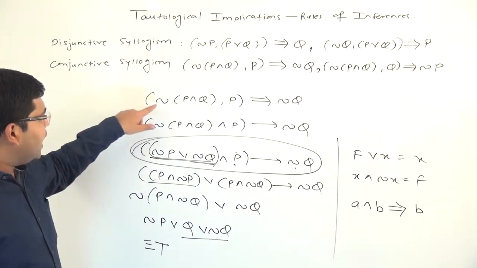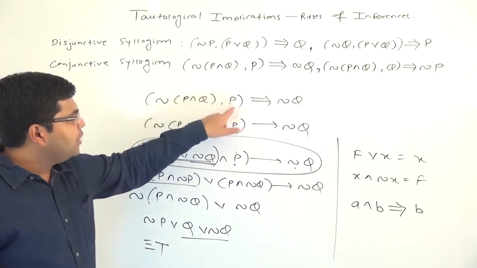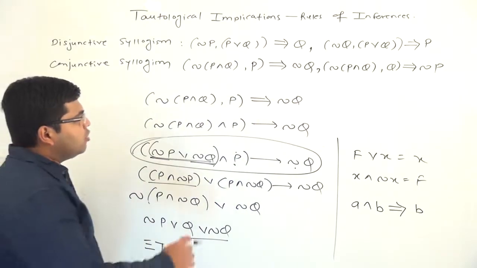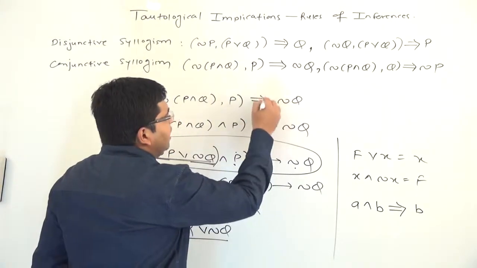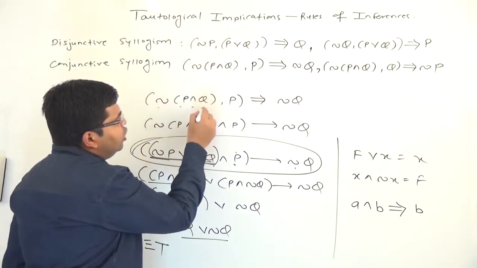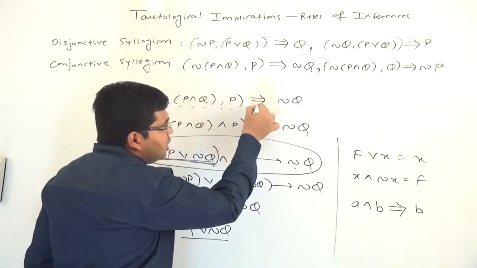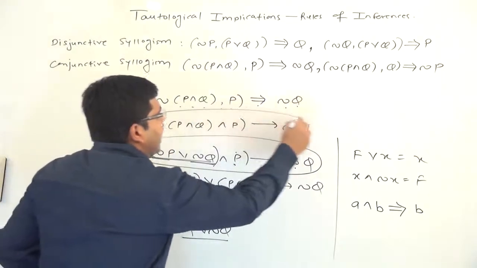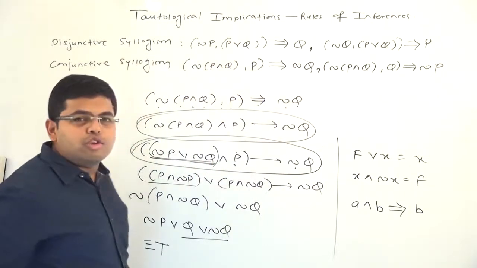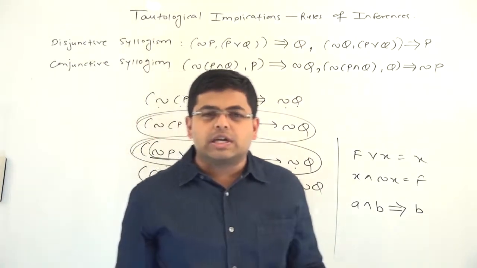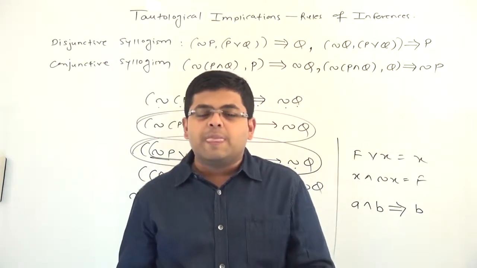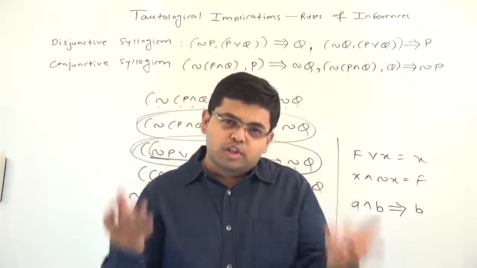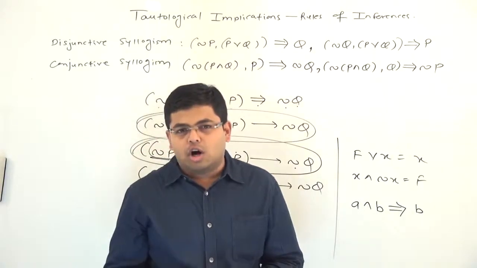So we have proven that negation of P and Q, and P, tautologically implies negation Q is a tautology. This particular implication can never become false, it will always be true, and we saw in the previous session that an implication which cannot be made false, which will always be true, is called a tautological implication.